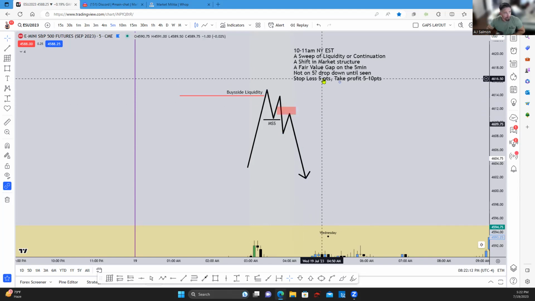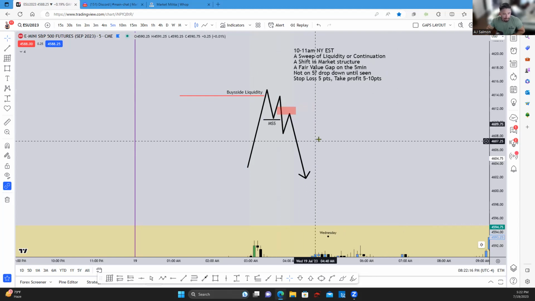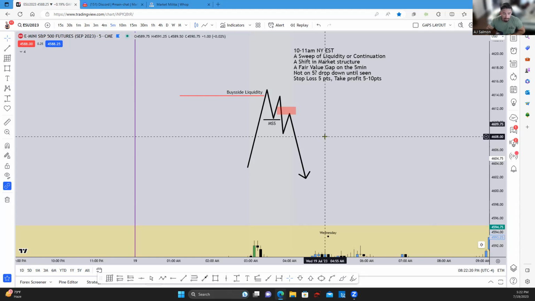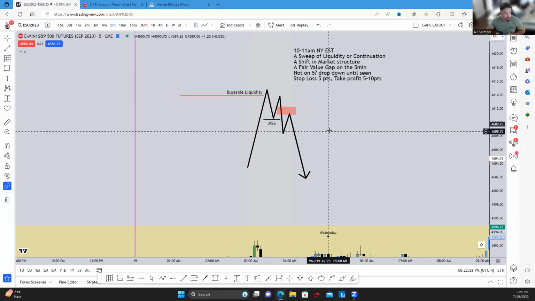Our stop loss will be 5 points and our take profit will be 5 to 10 points. I like to shoot for 5 points and then I'll trail my stops. And if it runs 10, great. If not, that's fine too. We secure our 5 and we're done.